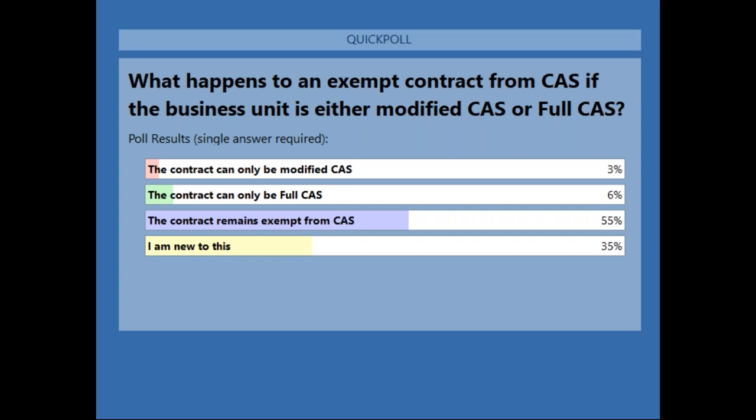Okay. So it looks like most of you got the correct answer. The contract remains exempt from CAS. It keeps its attributes. So if you're a small business and you're exempt from CAS, just because you can't have that CAS change its nature, it wouldn't be fair, wouldn't be appropriate. So as you transition in and out of this, you can have a variety of situations, a variety of complexity, and it's something to think about.